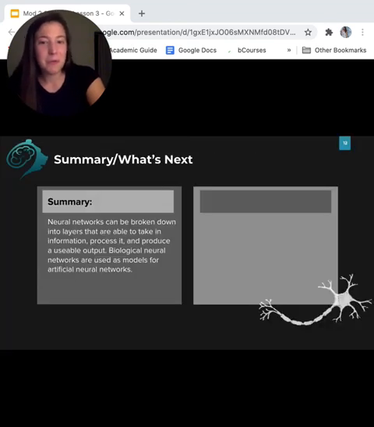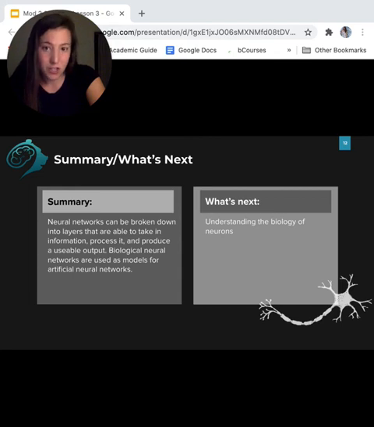So finally, we just have a little summary. Neural networks can be broken down into layers that are able to take in information, process it, and produce a usable output. Biological neural networks are used as models for artificial neural networks. And next, we will dive into the biology of neurons.